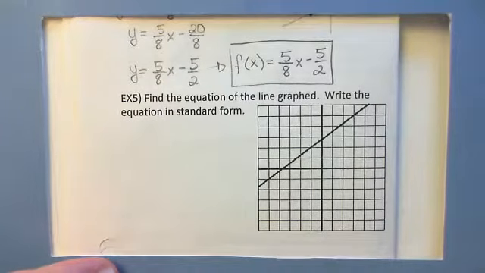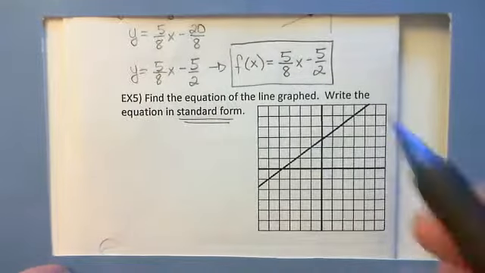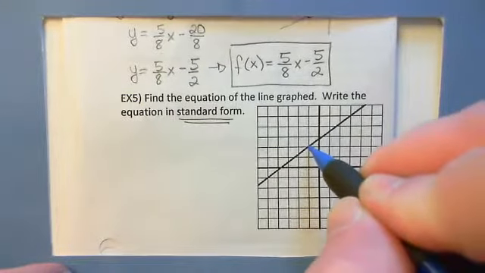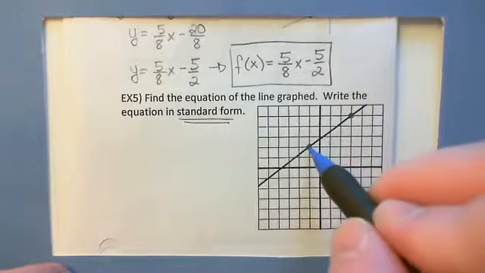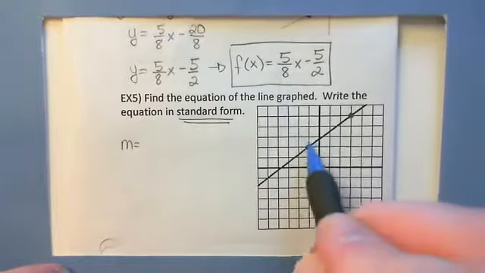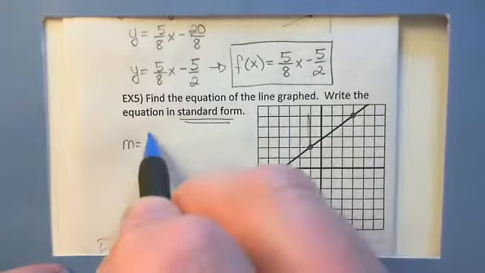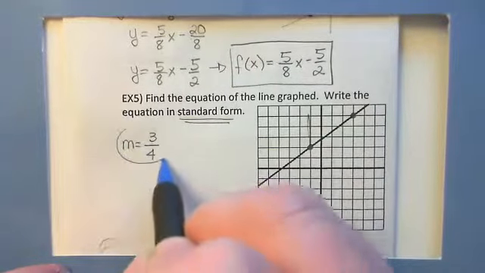Okay, alright, next one, the problem asks us to find the equation of the line that has been graphed. Write the equation in standard form. Okay, if we have a graph, we can just pick 2 good points, similar to the problems we did before. So basically, if I chose these 2 points, my slope is going to be rise over run. So my rise here would be 3, and my run would be 4. So that was pretty easy.